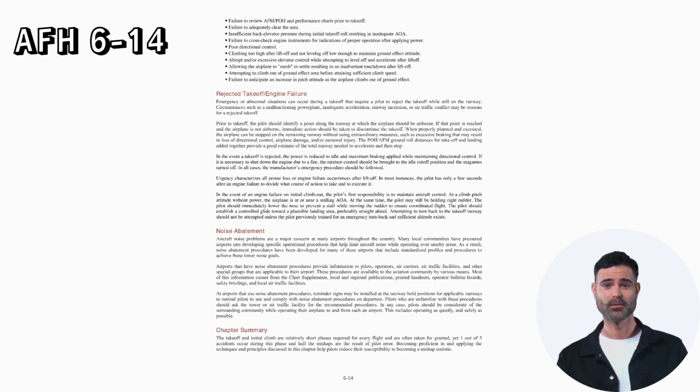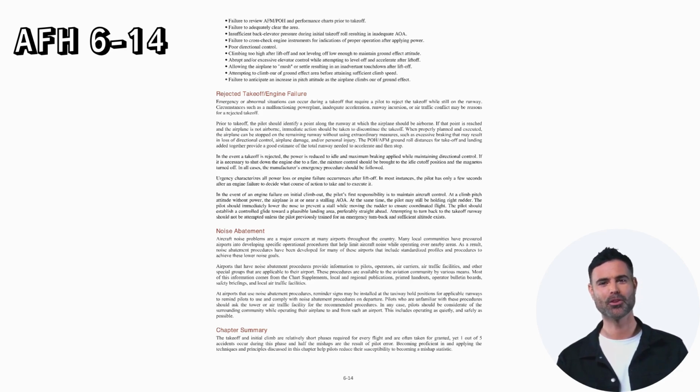abrupt and/or excessive elevator control while attempting to level off and accelerate after liftoff, allowing the airplane to mush or settle, resulting in an inadvertent touchdown after liftoff, attempting to climb out of ground effect area before attaining sufficient climb speed, failure to anticipate an increase in pitch attitude as the airplane climbs out of ground effect.